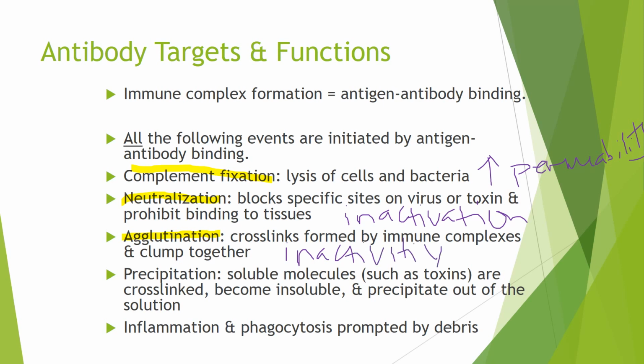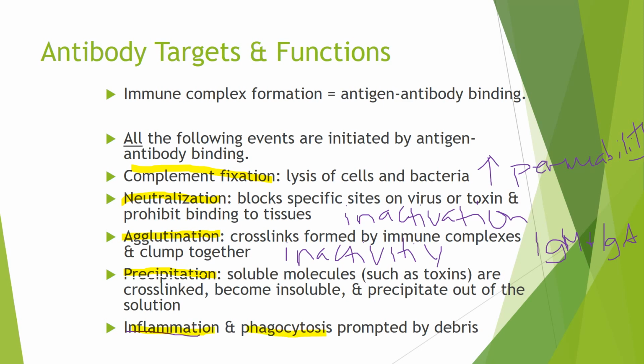And this happens within the bloodstream. So the primary antibodies responsible for this are going to be immunoglobulin M and immunoglobulin A. All right, the next function is precipitation. With this, we have soluble molecules, which are typically toxins, that will be cross-linked to make them insoluble so that they cannot penetrate into our cells. And then the last one will be inflammation and phagocytosis.